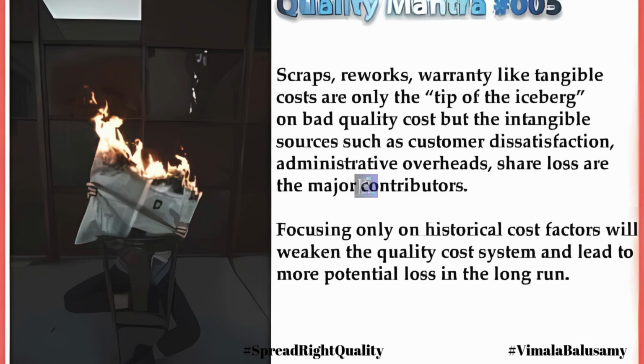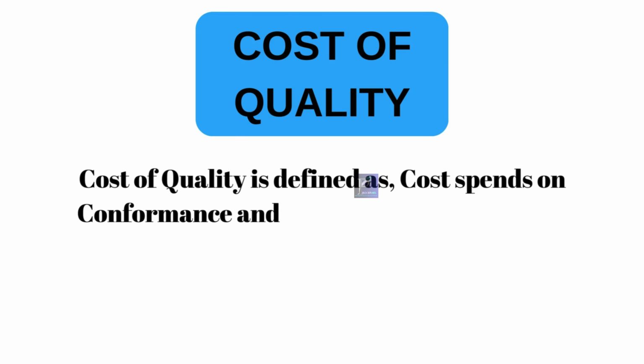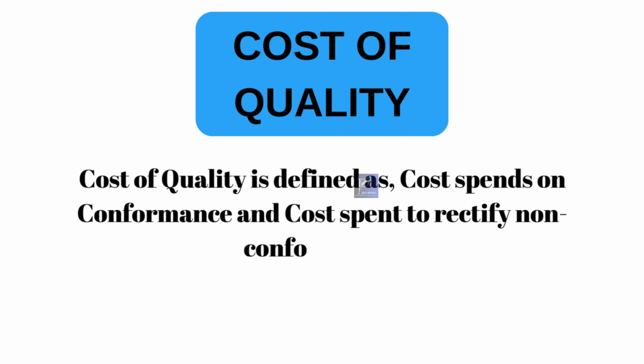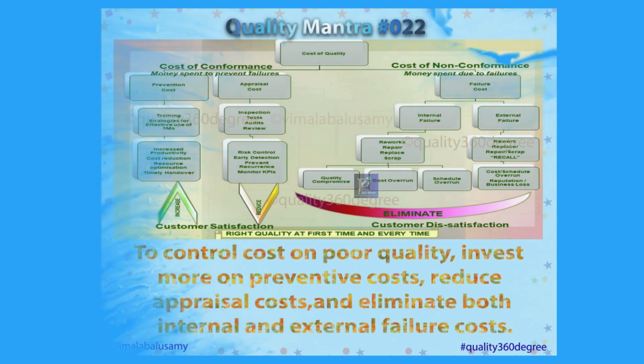This video reviews the critical impact of neglecting hidden quality costs, which are part of the cost of quality. What's cost of quality? It refers to the cost spent on conformance to quality standards and cost incurred to rectify the non-conformance. In simple terms, it is the cost associated with ensuring the quality of the product. This includes both good and bad quality cost. We will discuss these costs in more detail in another quality mantra.